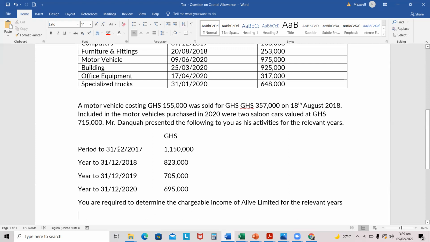Period to 31st December 2017, 1,150,000. Year to 31st December 2018, 823,000. Year to 31st December 2019, 705,000. Year to 31st December 2020, 695,000. You are required to determine the chargeable income of Alive Limited for the relevant years.